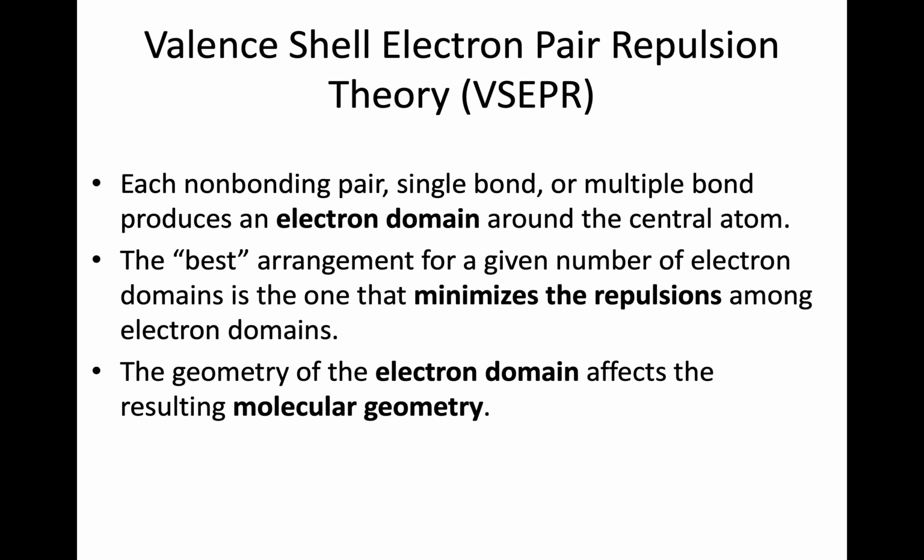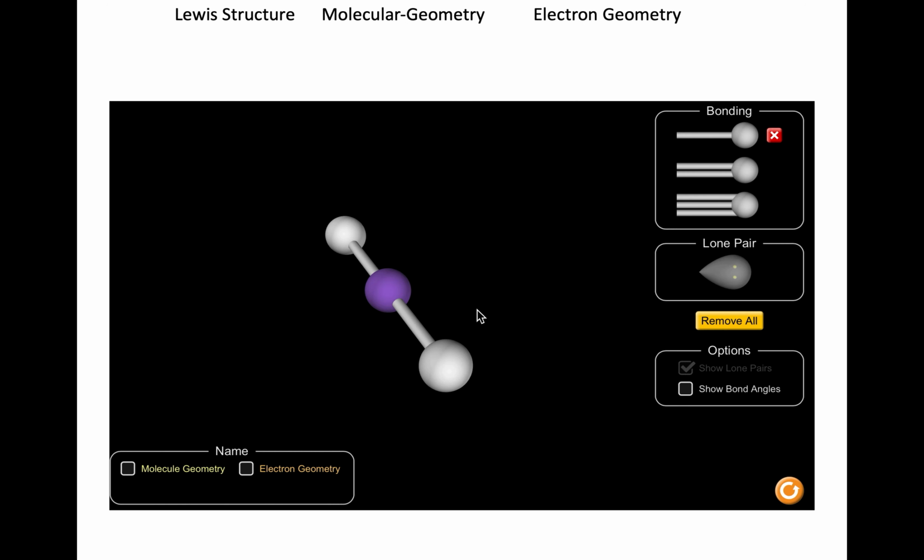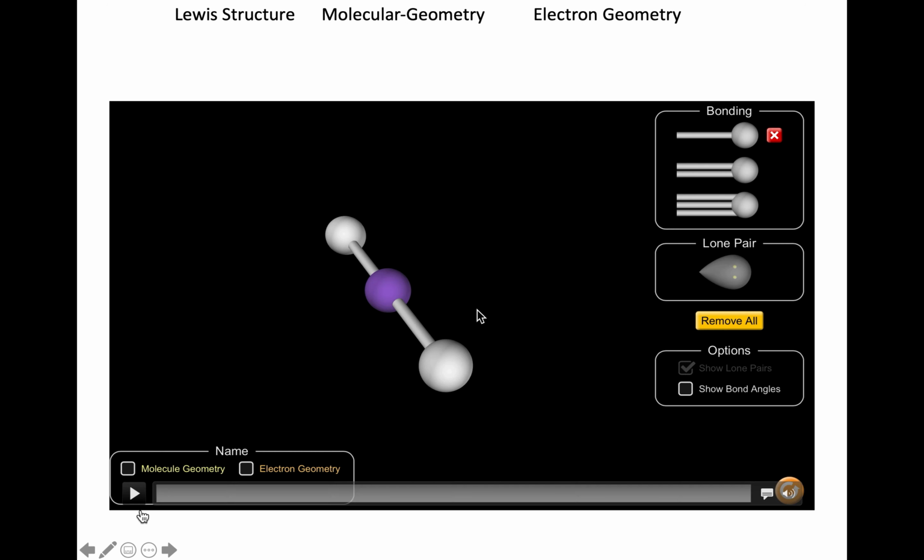That strategy is going to be using valence shell electron pair repulsion theory, or VSEPR theory. The plan here is to say that non-bonding electrons, single bonds, and double bonds are all considered an electron domain. They're placed around the central atom. The lowest energy arrangement is going to be one that minimizes the repulsions among these different electron domains. And we're going to see that the geometry of the electron domain affects the final molecular geometry. Let's explore that here.